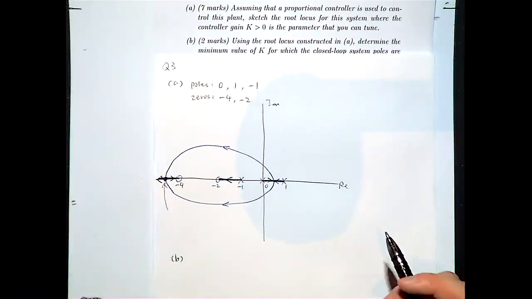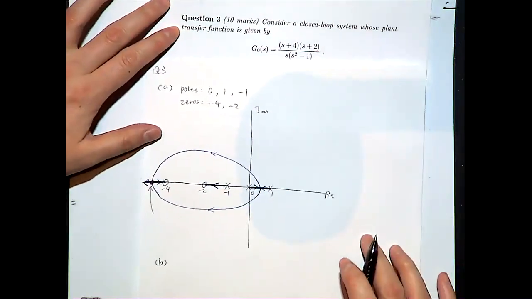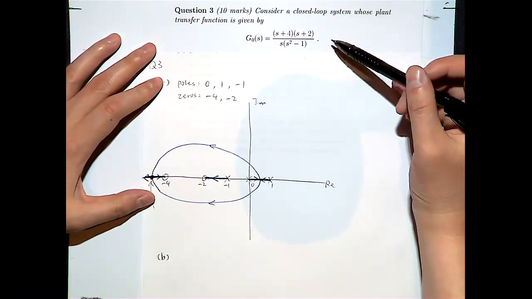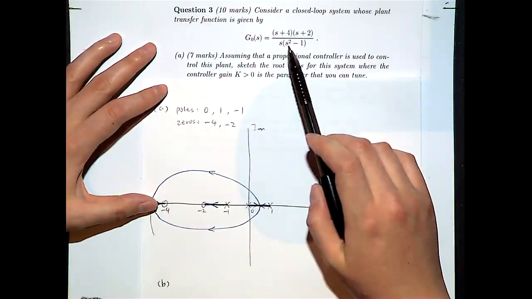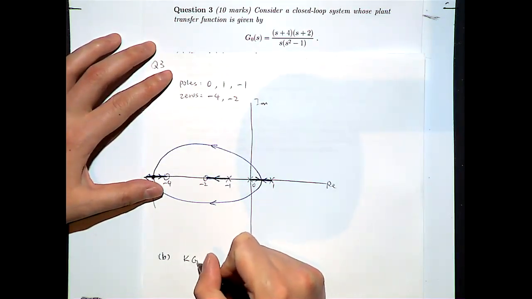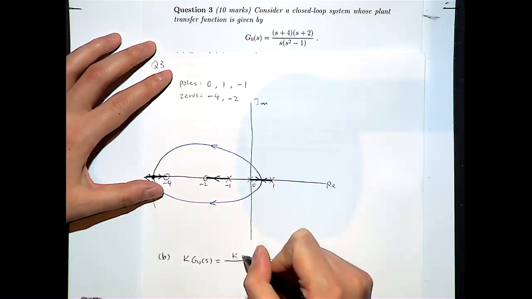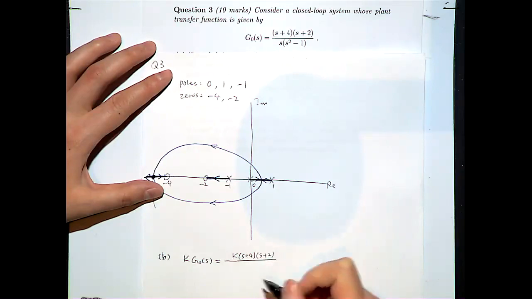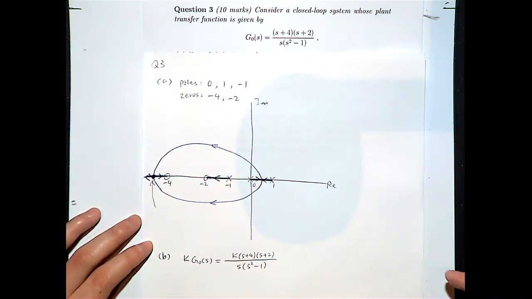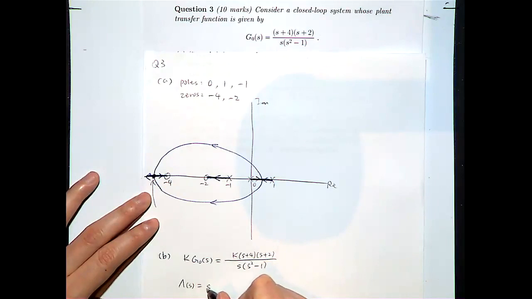So firstly, we write down the characteristic polynomial. This is a plant, and you have a proportional controller together with it. So your open loop transfer function is k times g naught s, which is k times (s plus 4) times (s plus 2) over s times (s squared minus 1). Right? So this is your open loop transfer function, and your characteristic polynomial will be s times (s squared minus 1) plus k times (s plus 4) times (s plus 2).